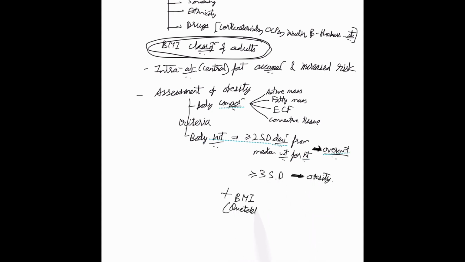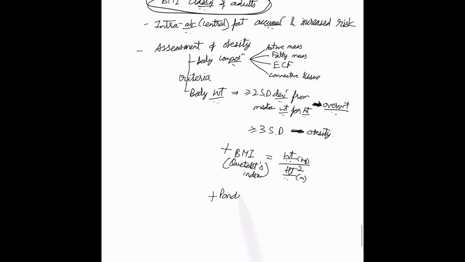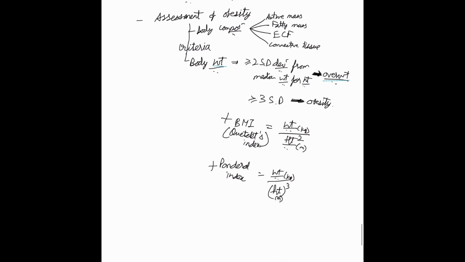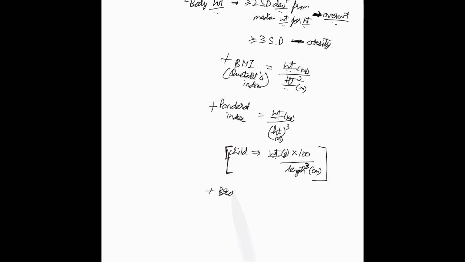So to assess body weight, more than 2 standard deviations from the median weight for height renders you overweight. More than 3 standard deviations renders you obese. Next we have body mass index or BMI, also known as Quetelet's index, which is basically weight in kg divided by height in meters squared. Another index, called the ponderal index, is equal to the weight in kgs divided by height in meters cubed, plus the interpretation of the same.